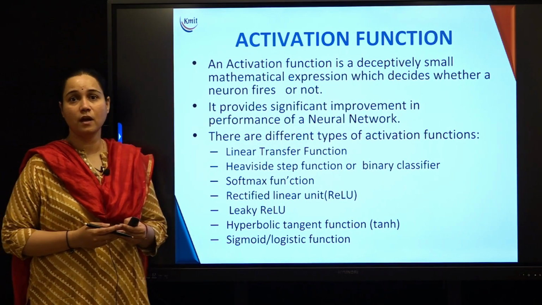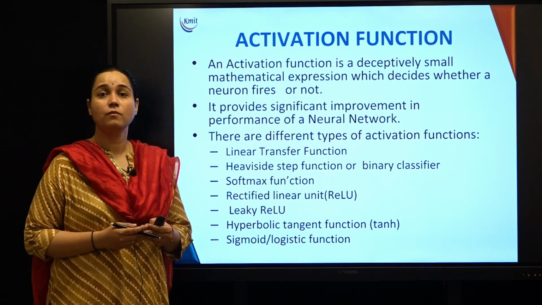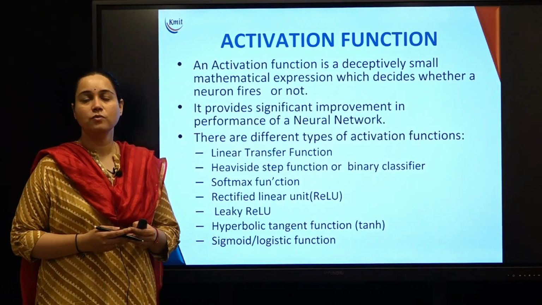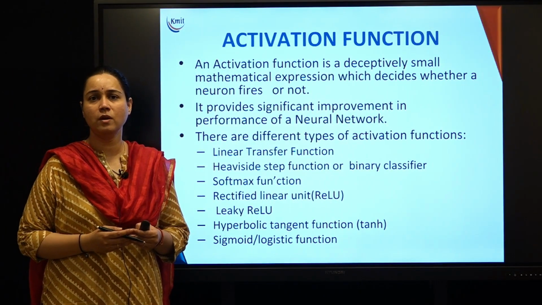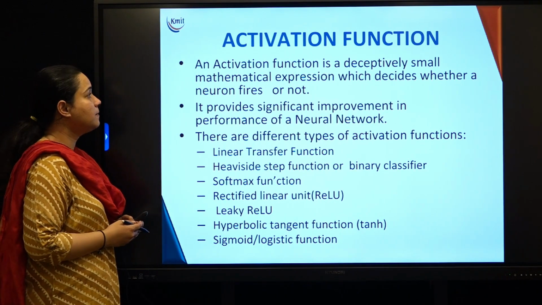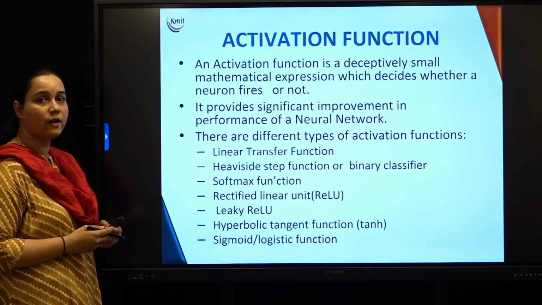You have seen how come linear model was insufficient and what is the need for non-linearity in a particular neuron model. So to adapt to non-linearity and to take up any logical decisions, you require an activation function. So an activation function is a deceptively small mathematical expression which decides whether a neuron fires or not.